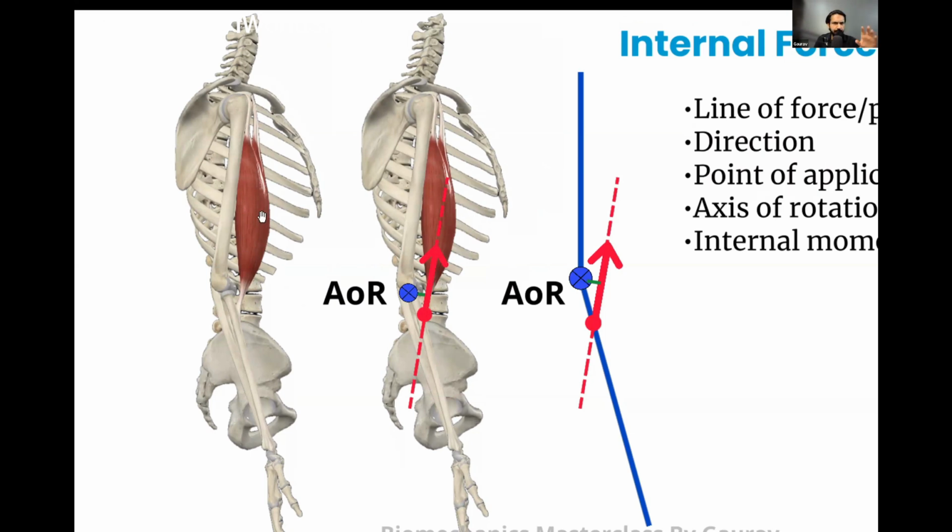All right. Now, guys, this is our bicep muscle that you see over here. And our bicep muscle inserts into the radius bone at radial tuberosity.